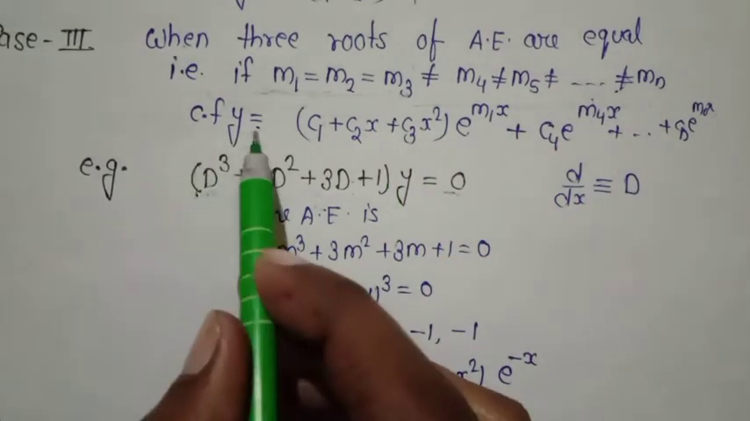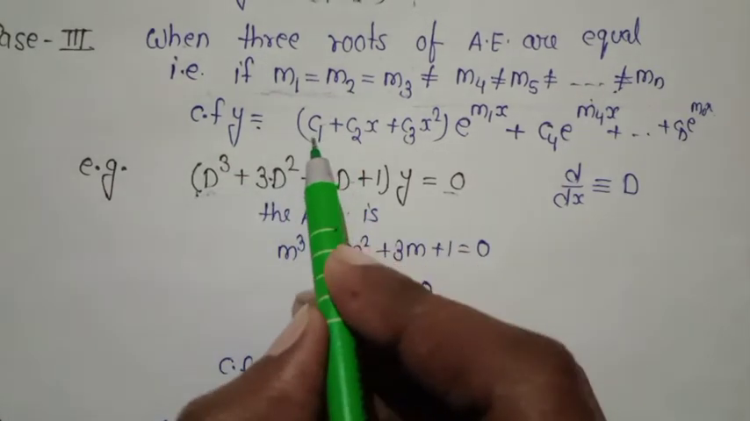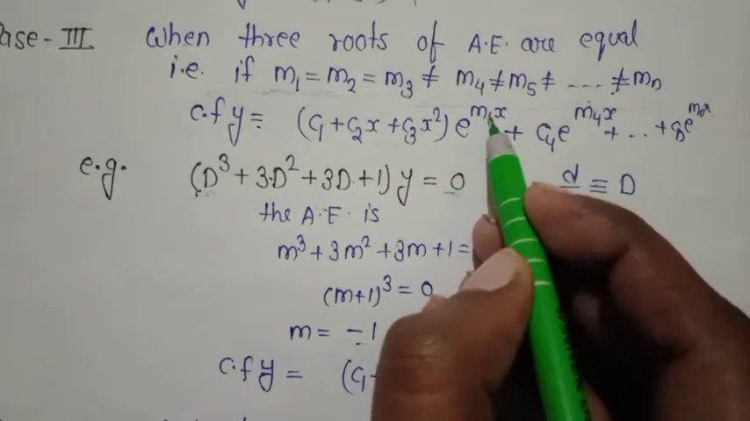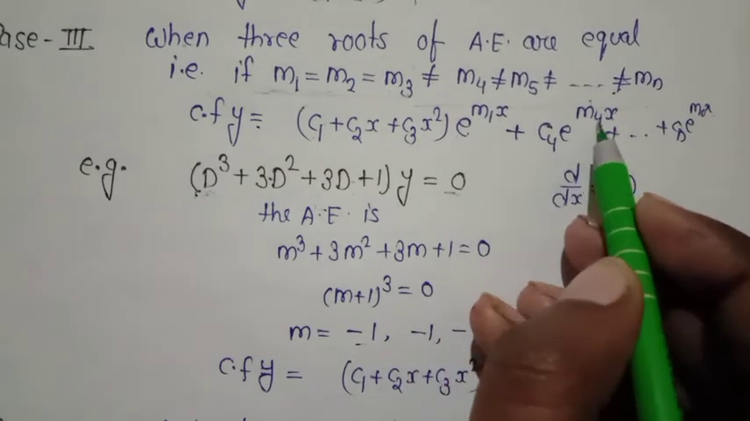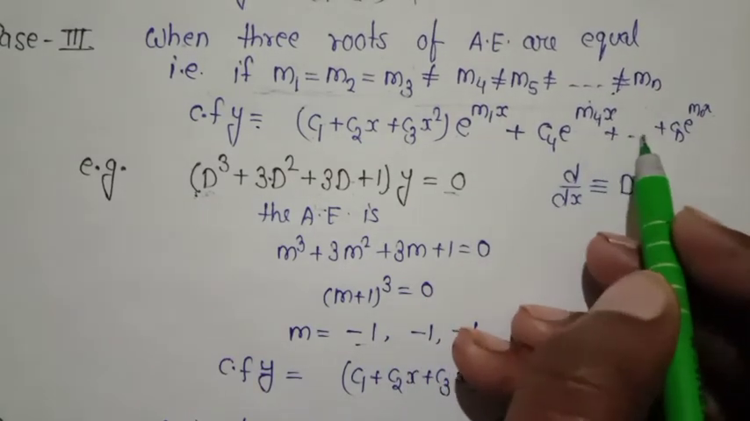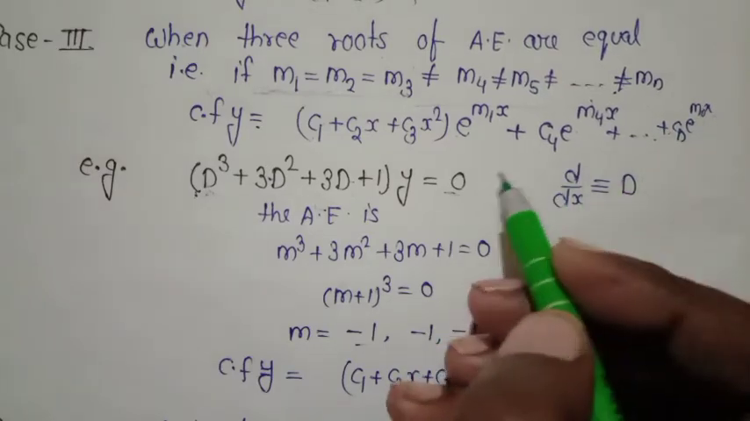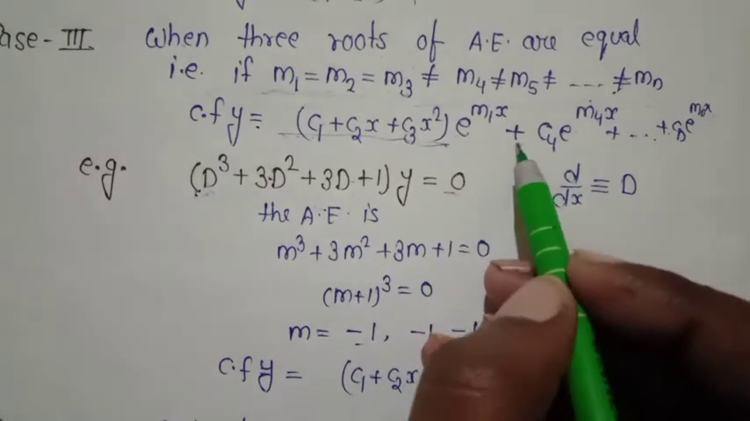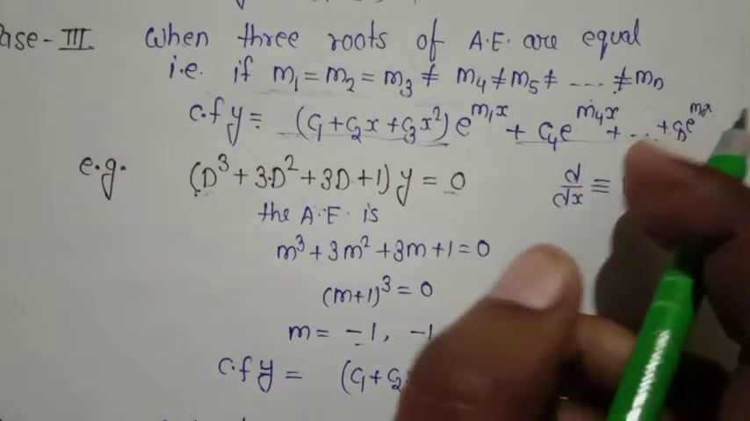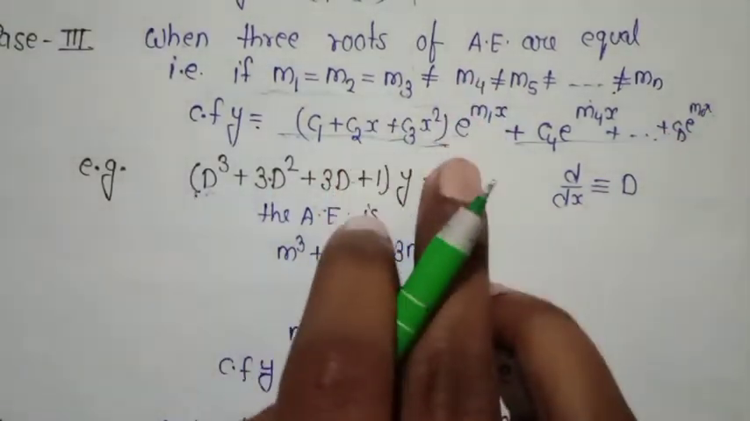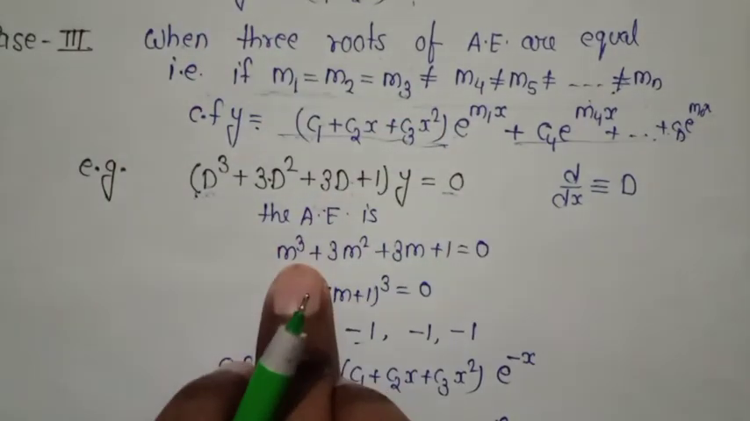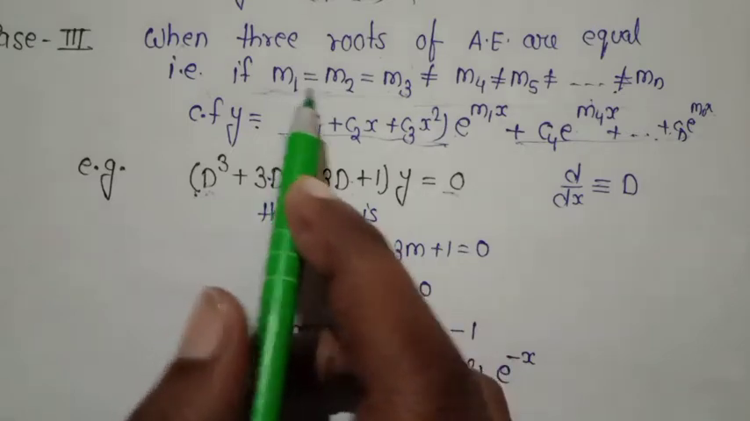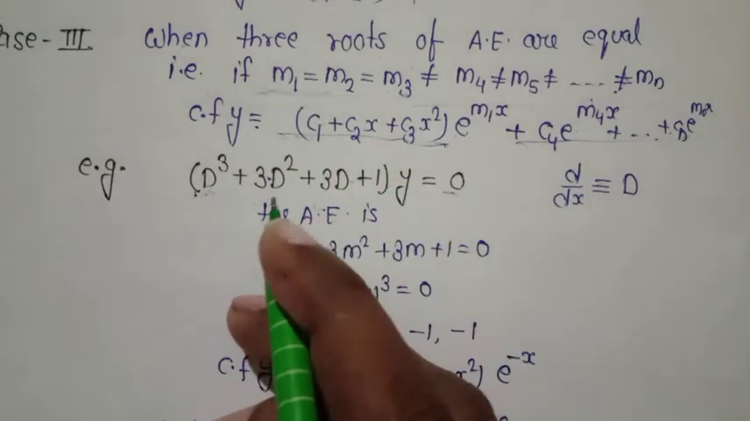So in that case, CF of y is equal to (C1 plus C2x plus C3x square) e raised to power m1x plus C4 e raised to power m4x plus and so on, Cn e raised to power mnx. That is, for these three roots we will apply a different method, and for the others the previous method is sufficient. So you can see in this way we can write the CF for this differential equation. I am going to take one example to show how to apply this method on a differential equation.